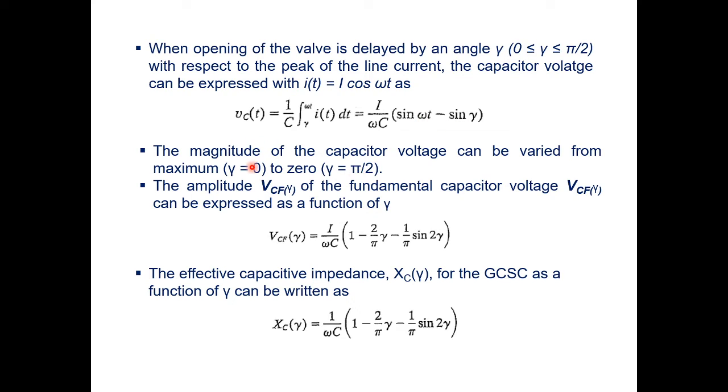It can vary the values from 0 to 90 degrees. The fundamental capacitor voltage here is I upon omega C, this is the value. For the same effective capacitor impedance we also have a formula: V equal to I x, so X equal to V by I, the I cancels out, and we get 1 upon omega C. This is some simple mathematics, don't bother about this.